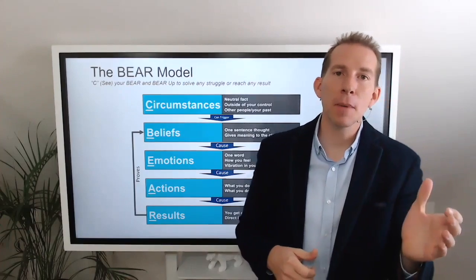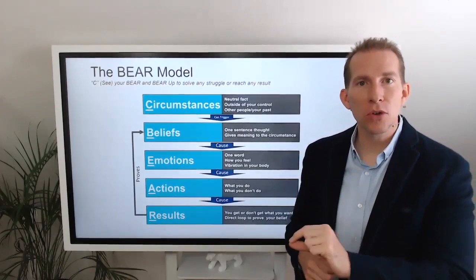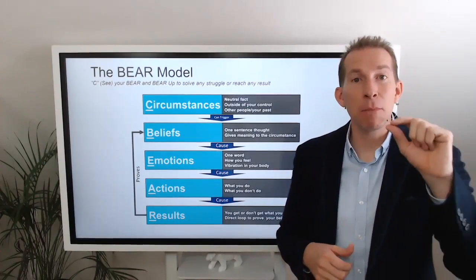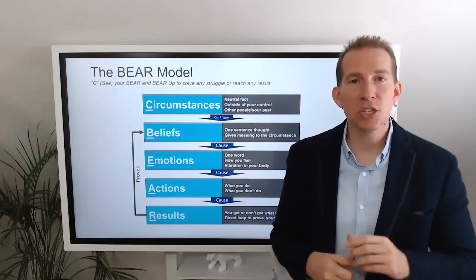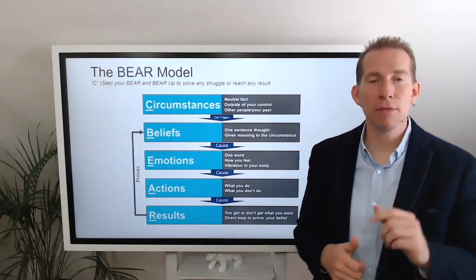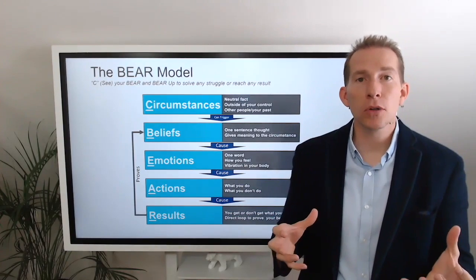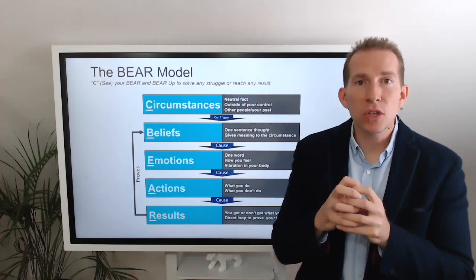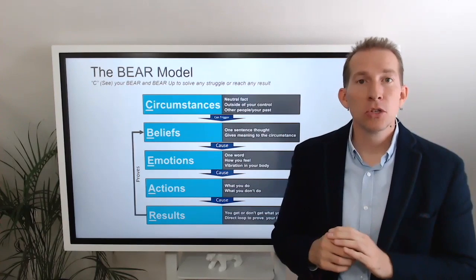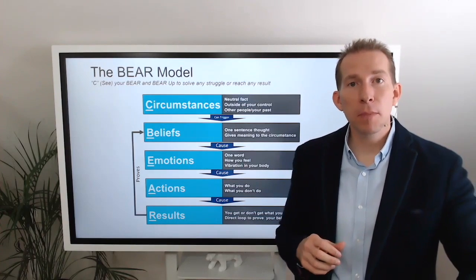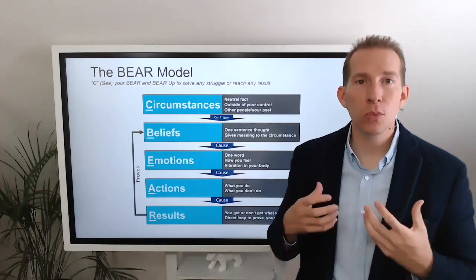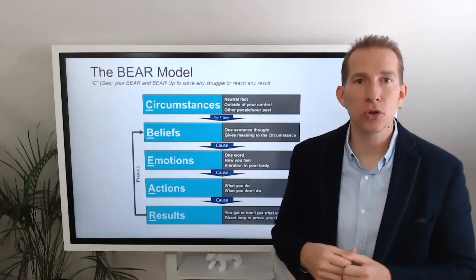Now, the interesting thing about the BEAR model is all of those results then tie back and prove out the belief. It's a direct loop to whatever you were believing. And when we talk about results, think of it as the results that you individually get. So we don't include the results of other people in the BEAR model. It's your individual results, what you can solely control.